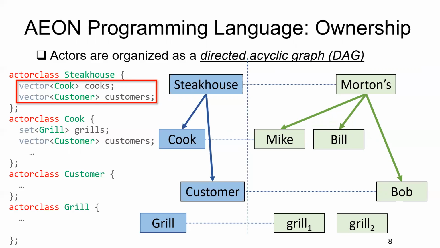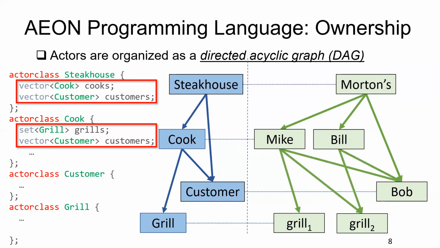Then we say there is ownership between those actors. Similarly, in actor class Cook, it has fields grills and customers, which are of other actor classes. Then we say there is ownership between those actor classes and actors. However, in AEON, an event can only access actors through their ownership from top to down.